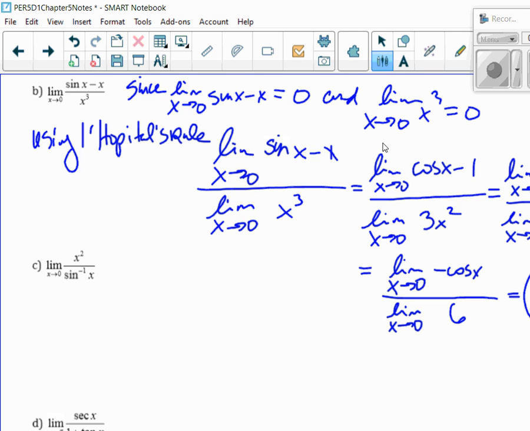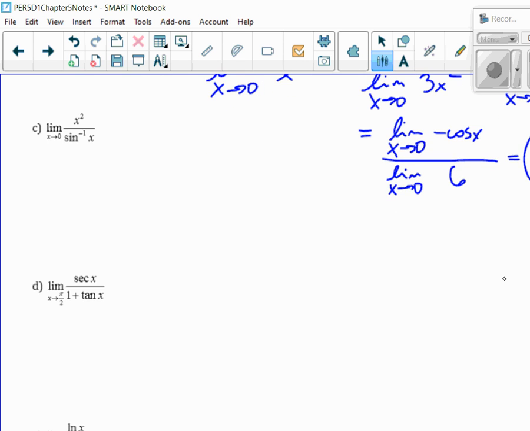Okay, do you guys want to try, or do you remember the derivative of the inverse sine? Very good. That's very good. Okay, if I put this in, the inverse sine of 0 is 0, and you get 0 over 0.